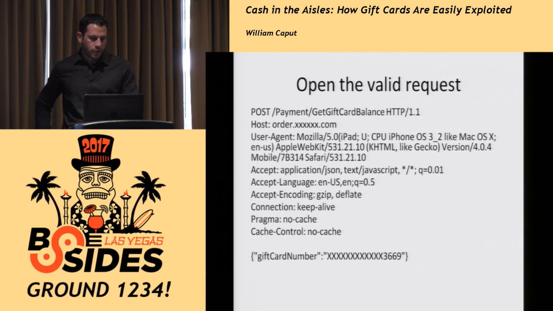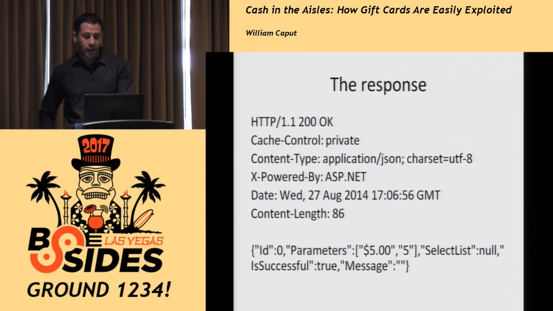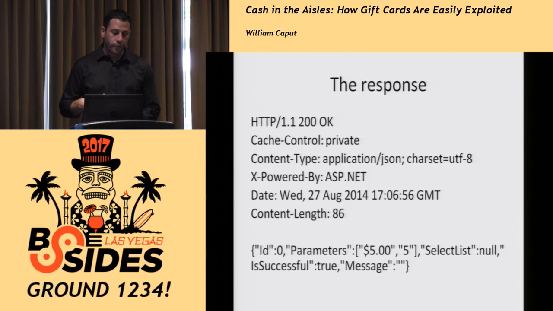So you open the valid request. It'll say, okay, this is the gift card number. And we've X'd out the numbers there because I still have money on that card. And the response says, you know, there's $5 on this card. And we basically sorted those Burp Intruder responses for the inverse of error. So there's $5 on that card.